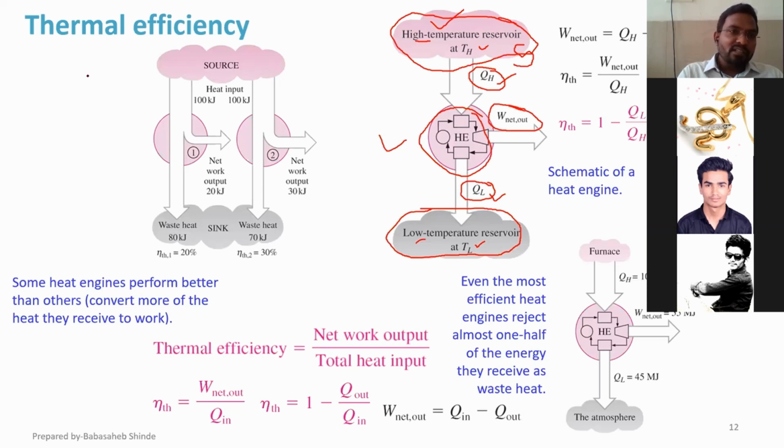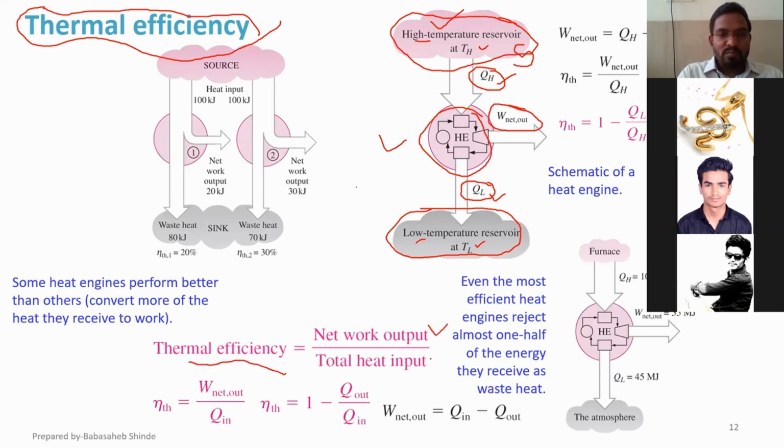Now if I write the thermal efficiency, it is nothing but a performance measure of the device, the heat engine. Then the relation is thermal efficiency is equal to net work output to the net heat input, or in other words, output to the input. In case of a heat engine, output is net work output, whereas input is QH, that is net heat supplied. So η thermal is equal to W net out by Q in.